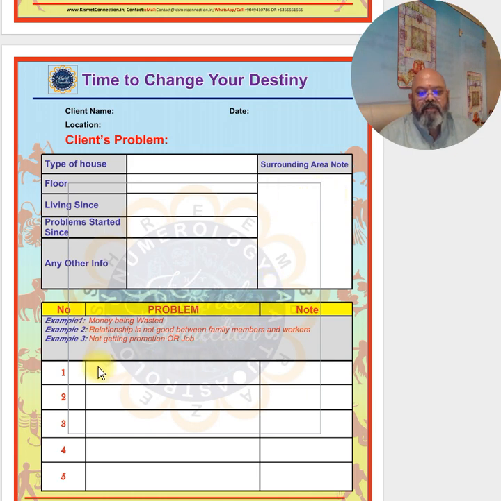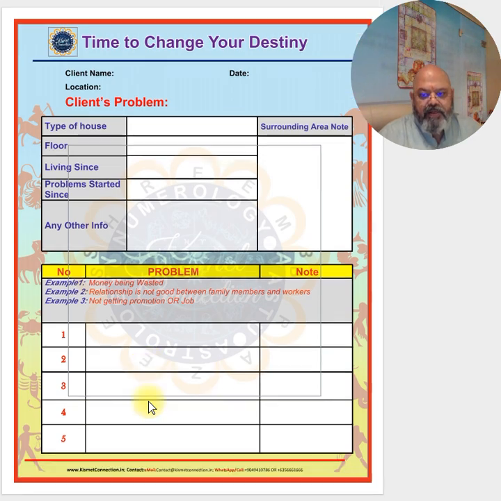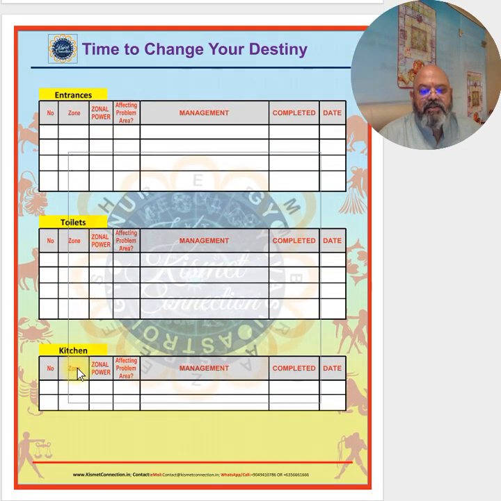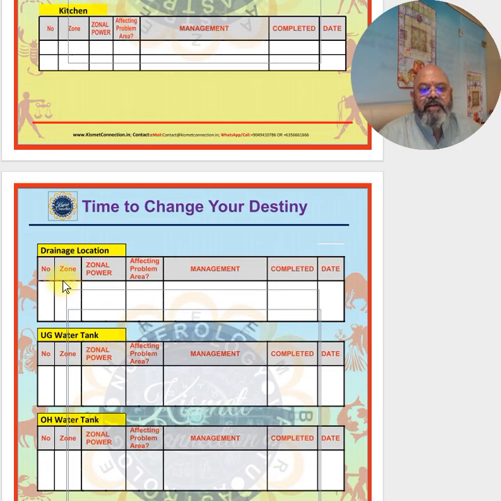information, surrounding area notes, what problems the client is facing or anyone in the family is facing, locations of the entrances, toilets, kitchen, drainage location, underground water tank, overhead water tank. So here you can see that some places you may have multiple drainage locations, which zone, which direction, strength of that direction, and whether this particular drainage is affecting or creating the problems.